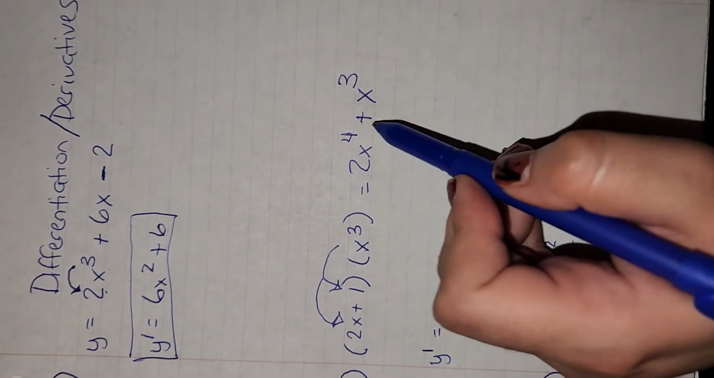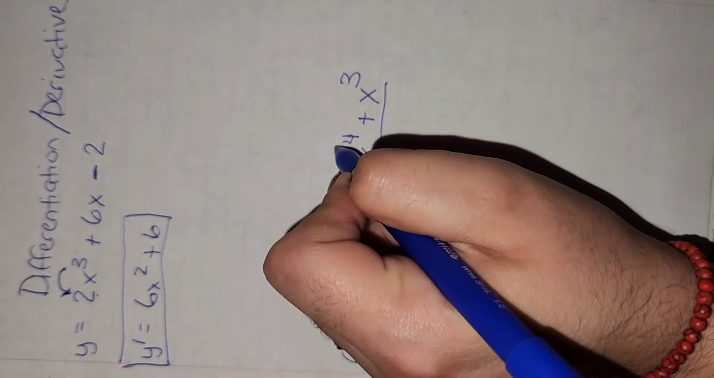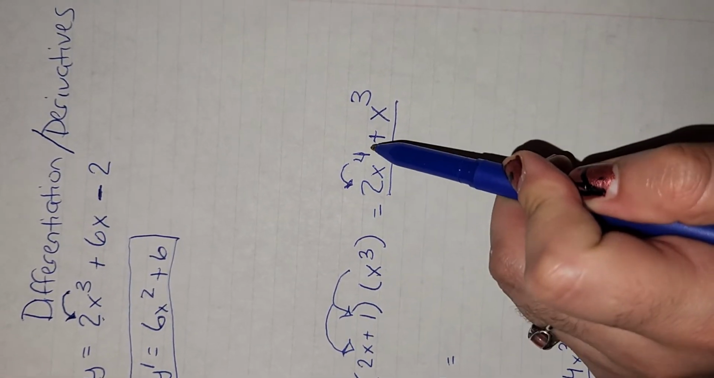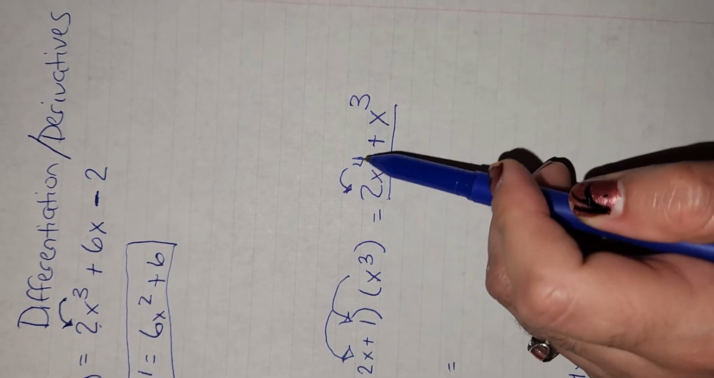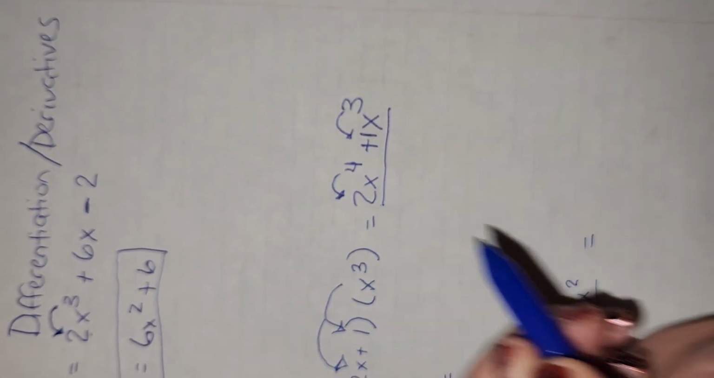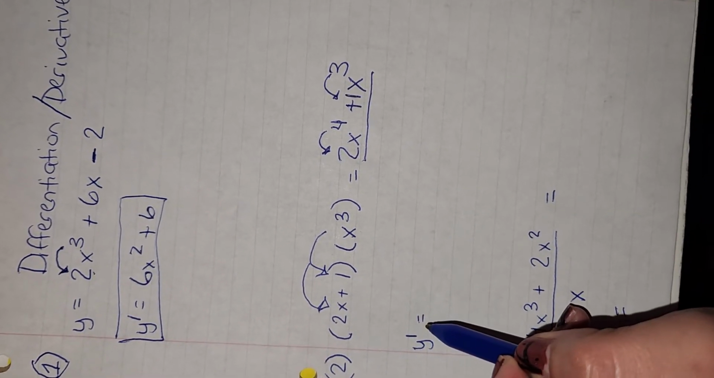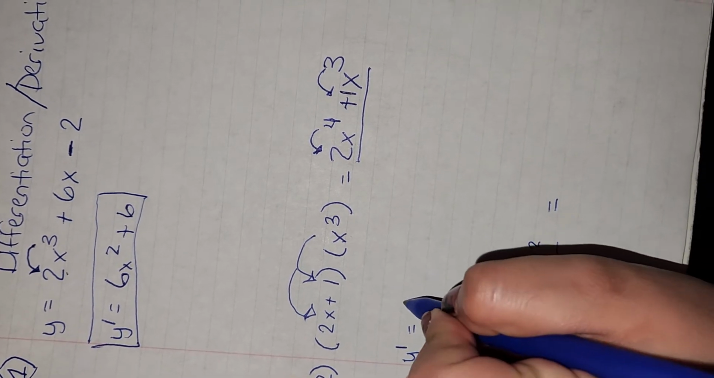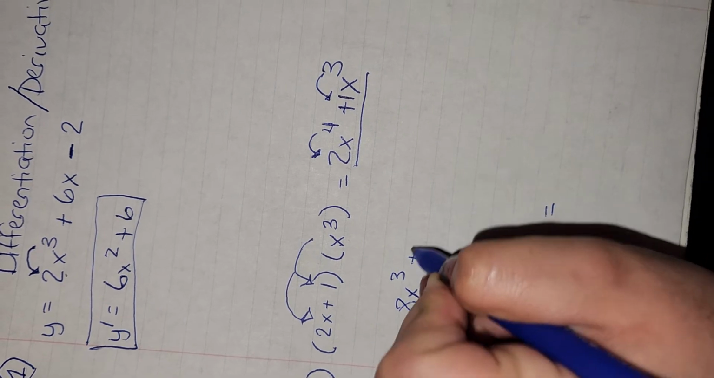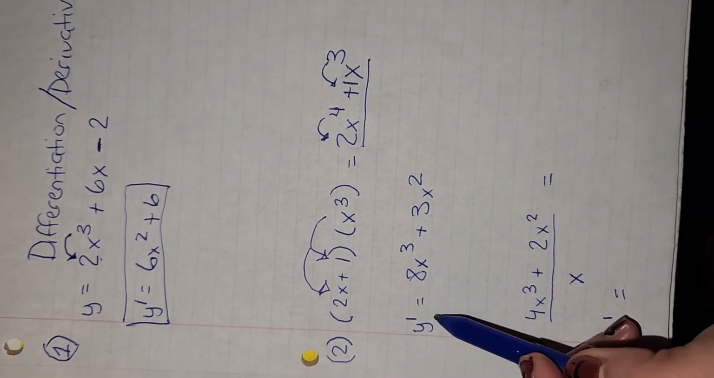Now we have to differentiate this equation, and remember, we multiply this times that minus 1 from the exponent, and we multiply this times, there's an invisible 1 here. So your equation for number 2 will be 8x to the power of 3 plus 3x squared. That's the answer for number 2.